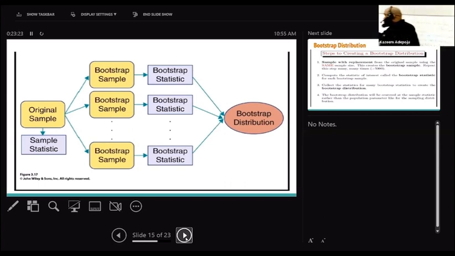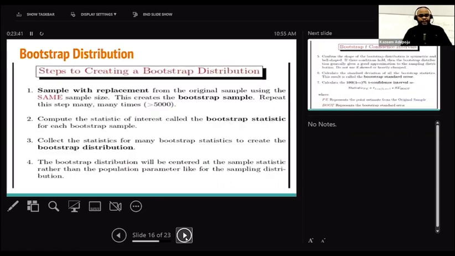In the end, we're going to look at the distribution of the bootstrap statistic because we expect them to vary. But if the distribution is normal, then we are fine. Any question? Okay.